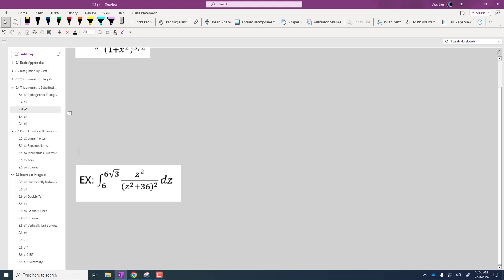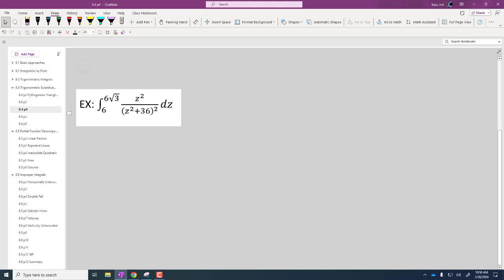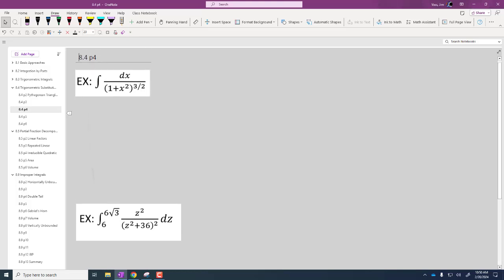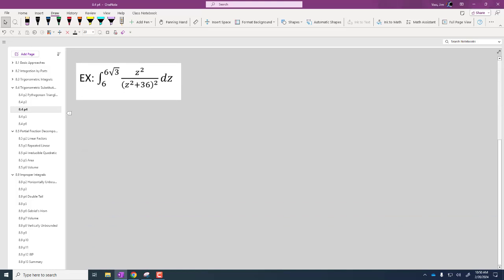So let's go with this one first, which is also a tangent, but there's a little bit more work because this is a sum of squares without a 1, and this other one is already a sum of squares with a leading 1, so that's already set up nicely. That's going to be a little easier. So let me do this more complicated one.